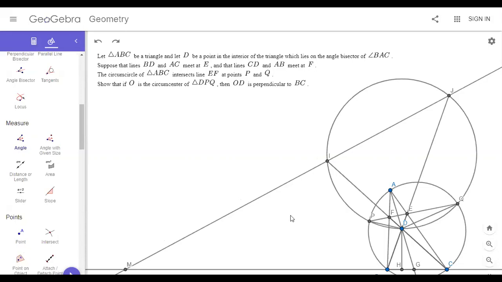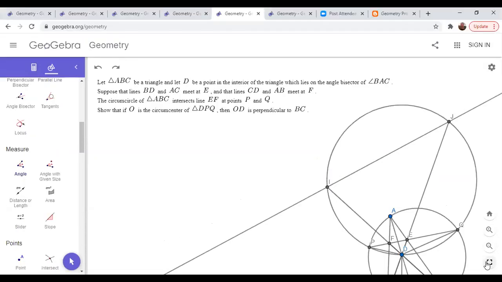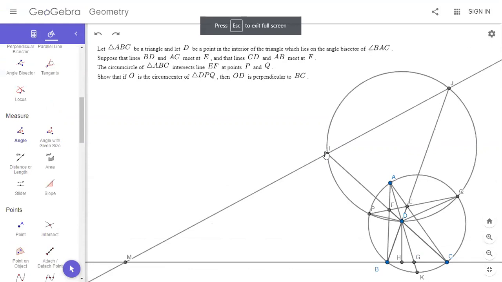So basically, we're trying to show that IJCB is cyclic. If we could show that IJ, EF, and BC concurred at a point, then that would prove that IJCB is cyclic because we could use power of a point a bunch of times. And then Timo was saying once we know IJCB is cyclic, he has an idea of how we could finish off the problem. All right.